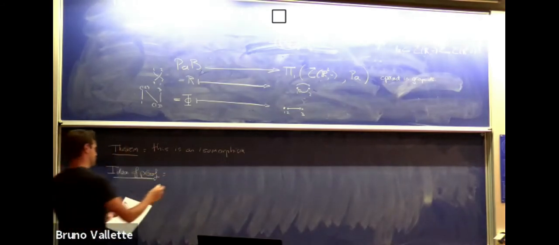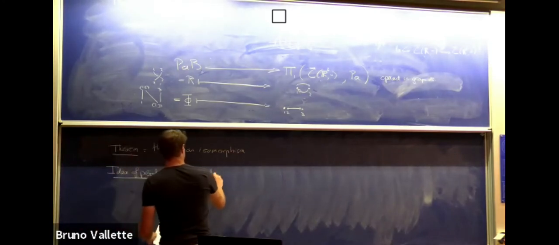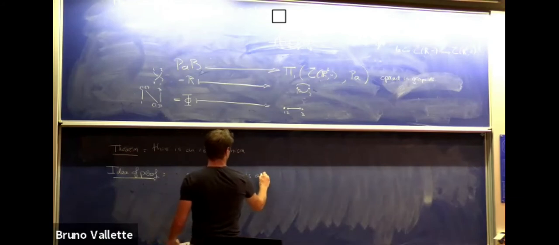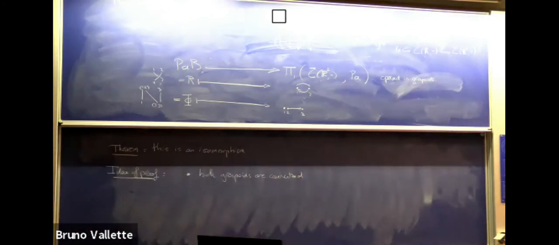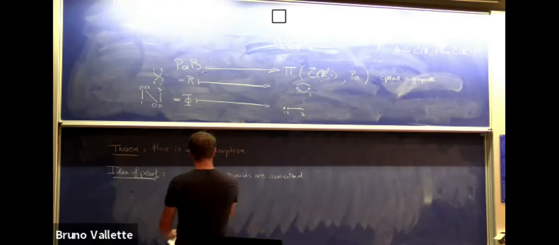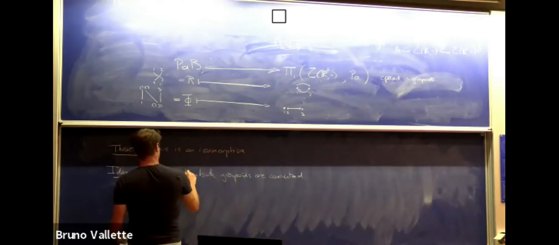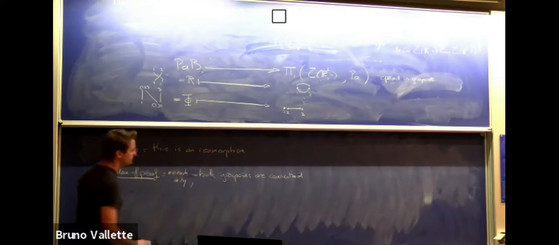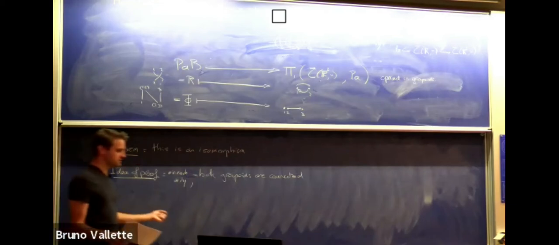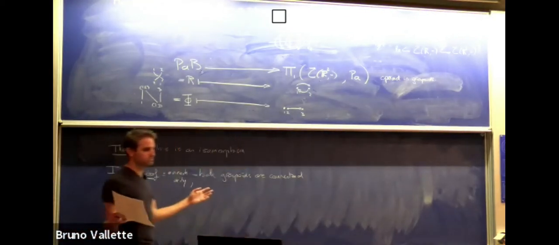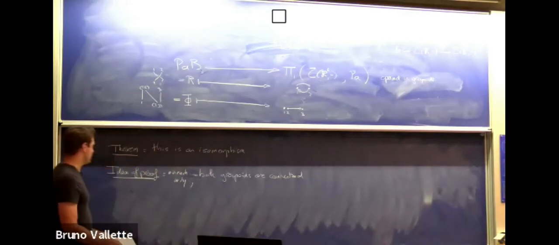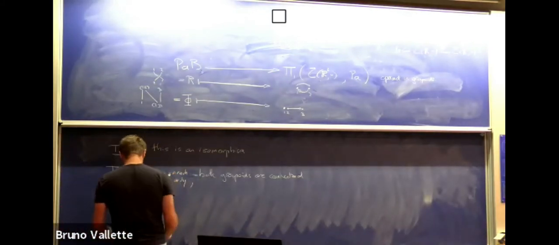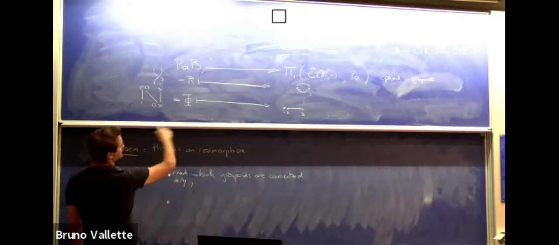So first of all, let me observe several things. Both groupoids are connected in each arity. What does connected mean? It means that any two objects of the groupoids are related by an arrow. You can never find two objects in your groupoid which are not related by an arrow. So that's one very nice property. The map that we have here is the identity on objects.